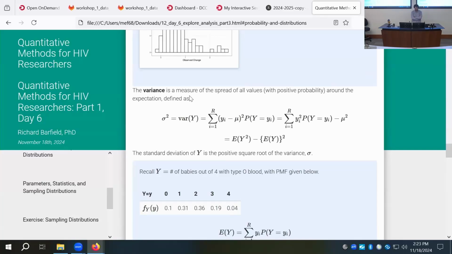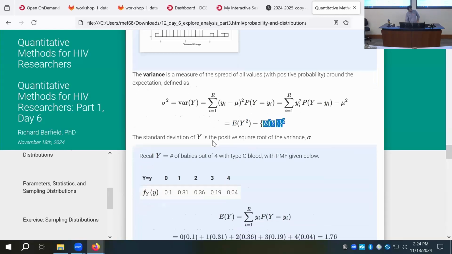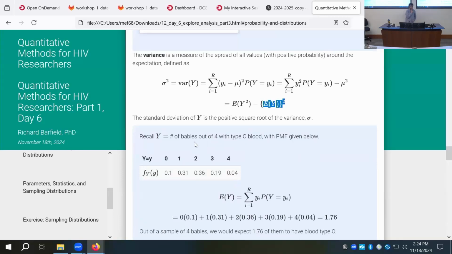What it's typically written as is the expected value of y squared minus the expected value of y, squared. There's a little distinction there where I put the squared. So you can see this isn't necessarily going to equal this all the time. Okay, so we're going to calculate this for this baby example now.